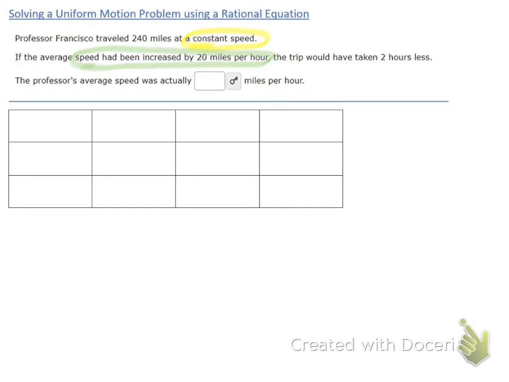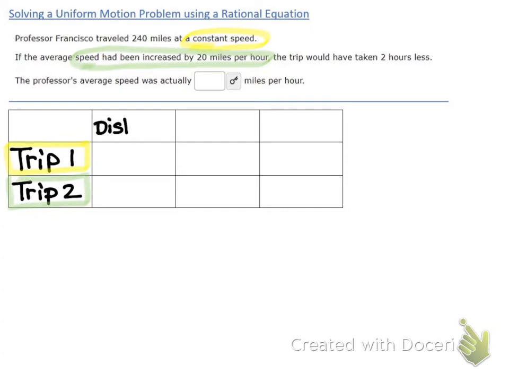Okay, so let's set up our table here so we can organize the information. He actually only took one trip, but hypothetically, he could have taken a second trip at a faster speed. We'll say there's trip 1 and trip 2. So trip 1 was the actual speed of 240 miles. Trip 2 would be the hypothetical speed if he had increased his speed by 20 miles per hour.